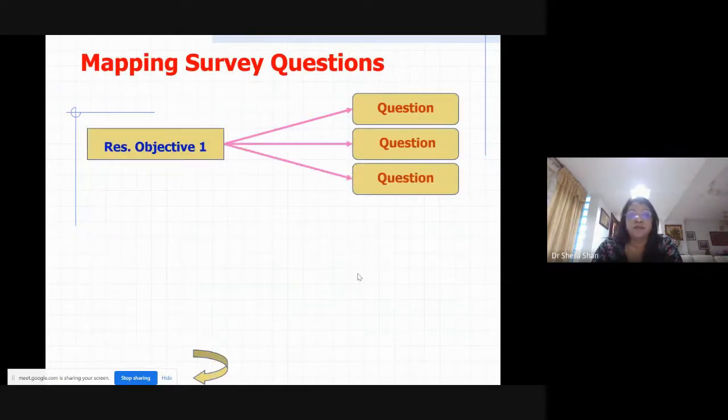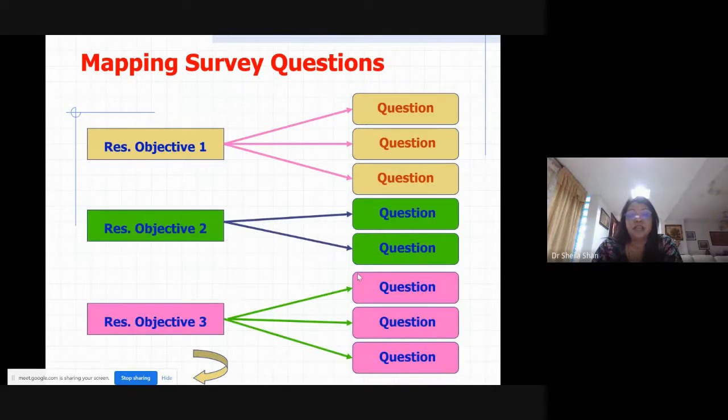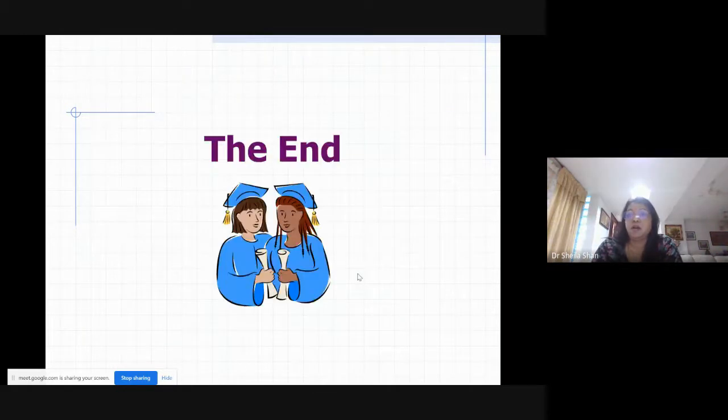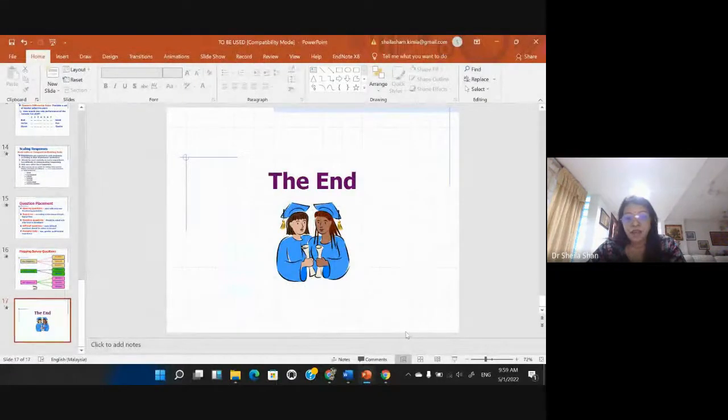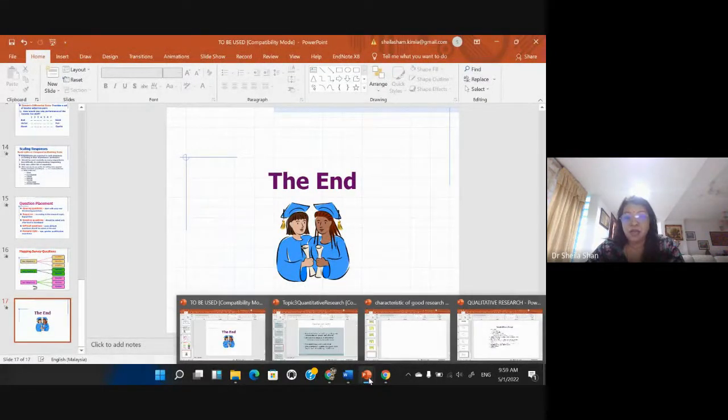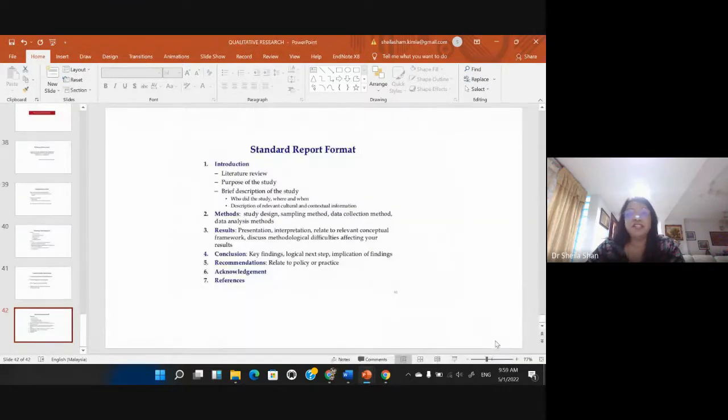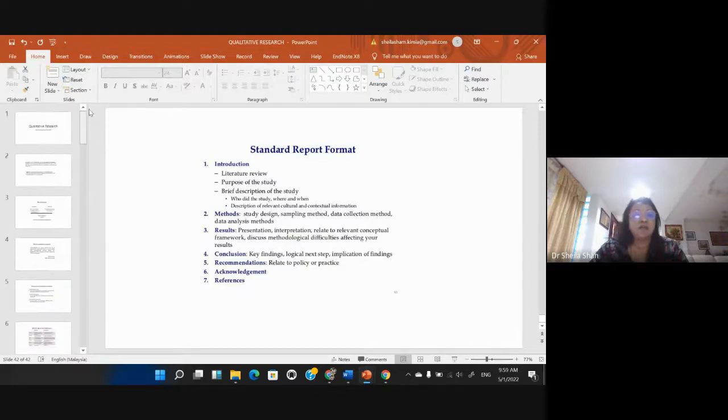Each objective must have its own questions. If you have 3 objectives, for objective 1 you must have a few questions, maybe 5. Objective 2, 5 questions. Objective 3, 5 questions. That will make up your questionnaire. So that is about our quantitative study. Actually, we can say more on that, but I only talk about what is relevant, which you will be using in your research.